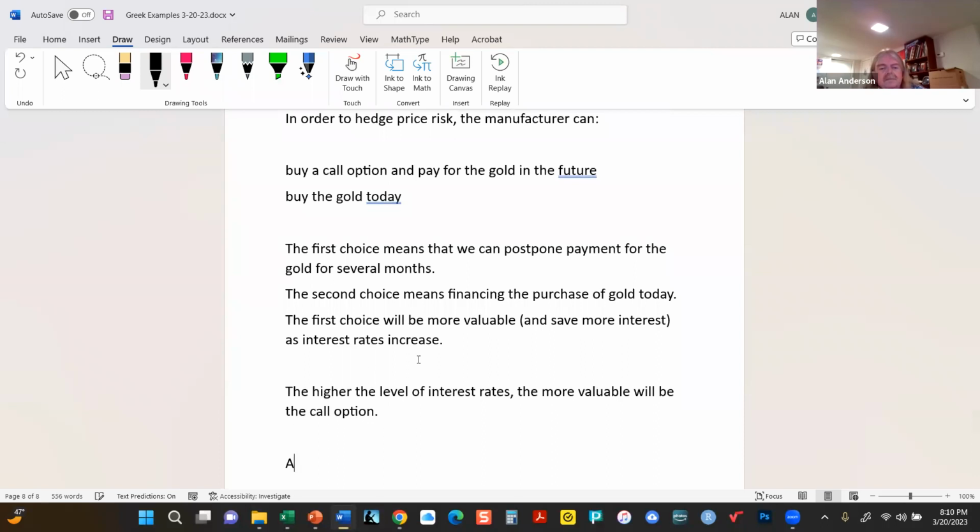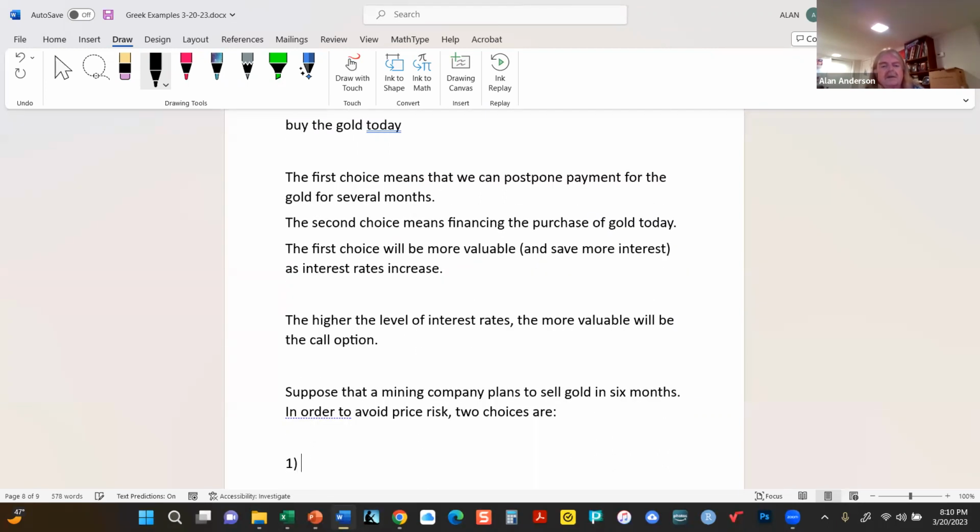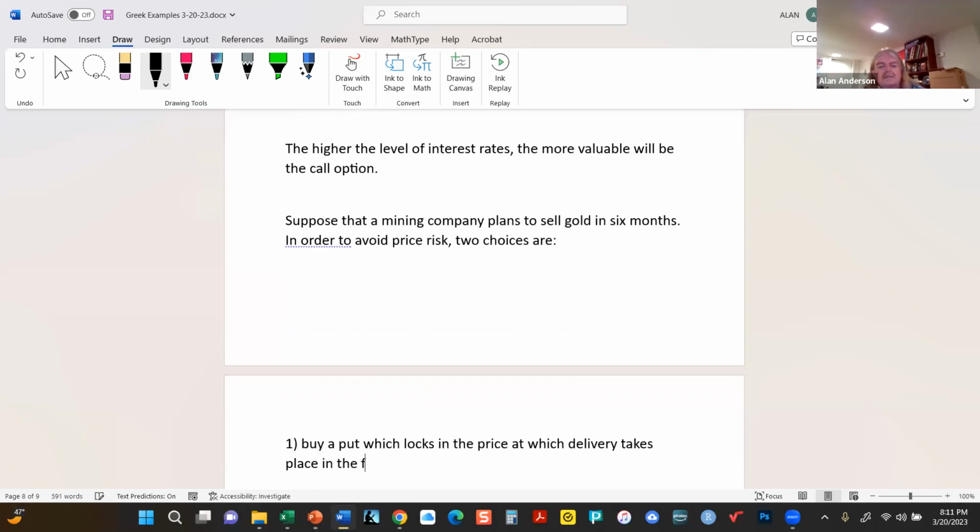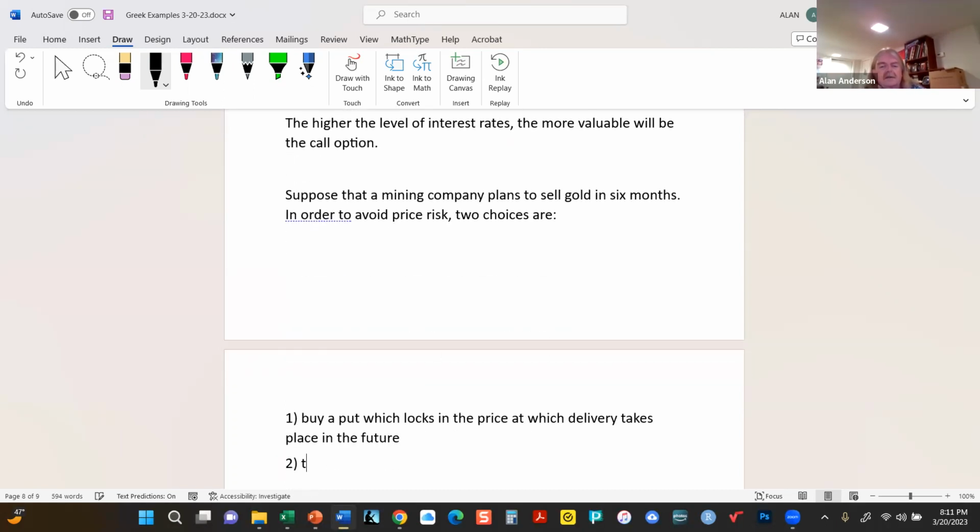Now with a put, suppose that a mining company plans to sell gold in 6 months. In order to avoid price risk, two choices are: buy a put, which locks in the price at which delivery takes place in the future, or sell the gold today.